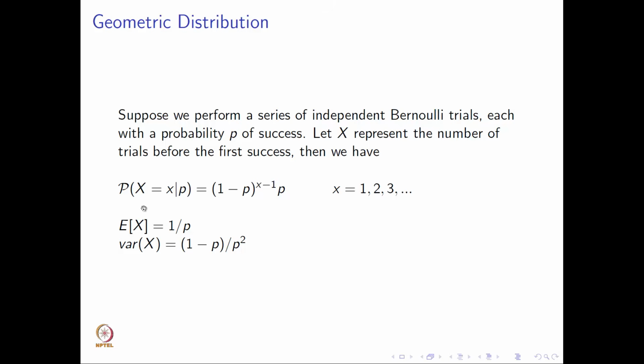Essentially, we are trying to calculate the probability that it takes us small x number of trials before observing the first success. This can happen if the first x minus 1 trials failed, that is with probability 1 minus p, and the last trial succeeded, that is with probability p. A random variable which has this probability mass function follows the geometric distribution. For the geometric distribution, the expectation of the random variable equals 1 by p and the variance equals (1 minus p) by p square.